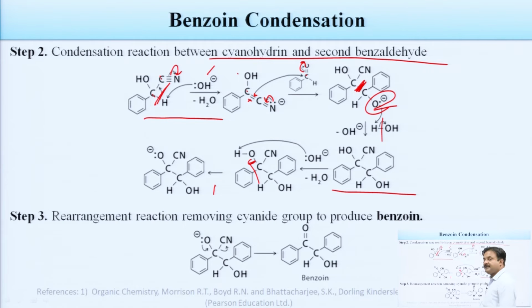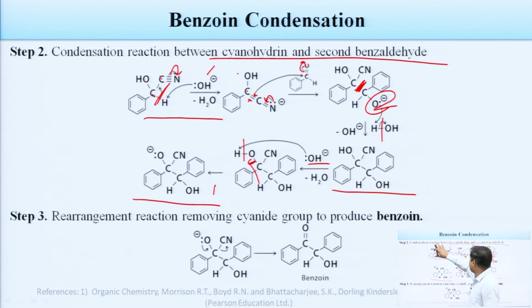Again in the next step, in the presence of base, or you can say hydroxyl ion, a new process is going on. How? That bond will again be broken, yes, this bond, and this H plus will be moving towards the hydroxyl ions. Again 1 mole of water will be removed from the molecule, and you can see we are getting a molecule in which oxygen is carrying the negative charge. So, this is the completion of the second step, in which the condensation reaction occurs between the intermediate cyanohydrin, which is formed in the first step, and the second benzaldehyde.